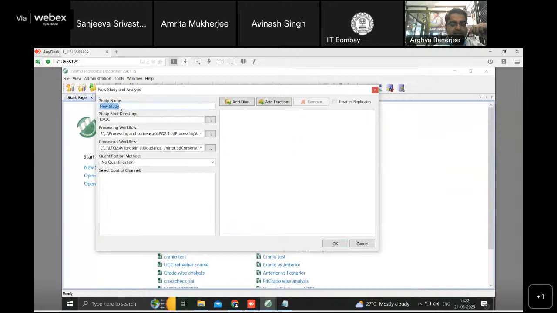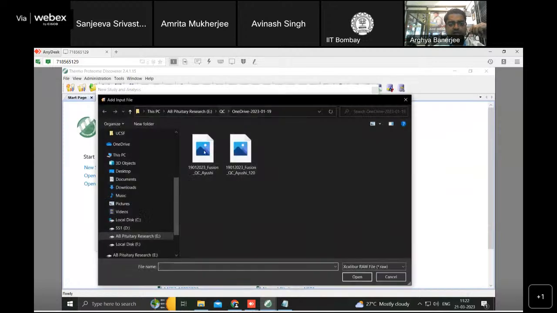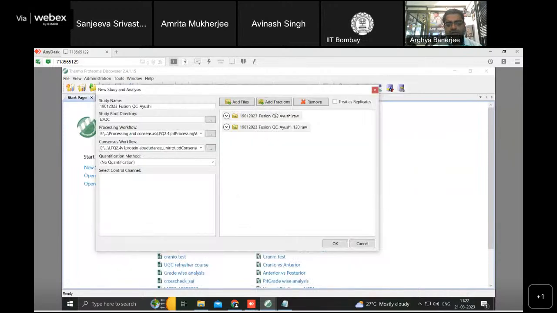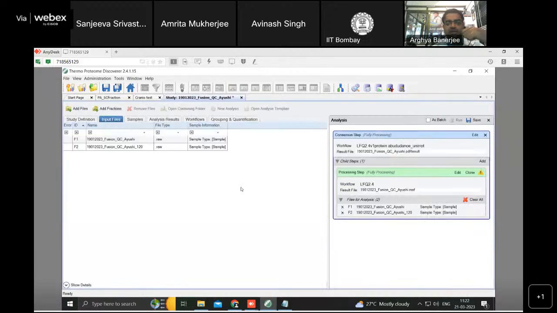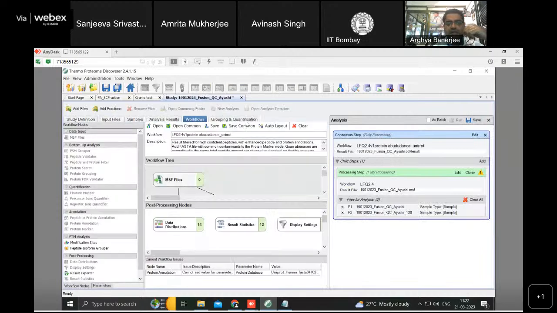I will label my study here. In this study, I can do the labeling, and simultaneously I can add the files. These are my QC files which can be added, or the SARS-CoV-2 files, and I will just press OK. And once all these things have been defined, once the study is defined, I will just click on run. The grouping and quantification workflow, I will just save and start the run.